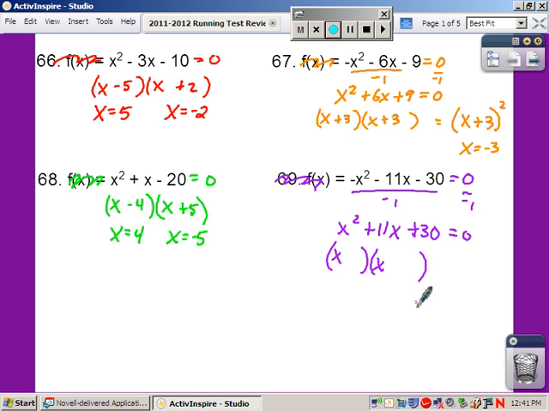I'm thinking, well, let's see. What do we have? We have 1 and 30, 2 and 15, 3 and 10, 5 and 6, that's it. 5 and 6. 5 times 6 is 30, 5 plus 6 is 11. X is negative 5, x is negative 6. Final answer.